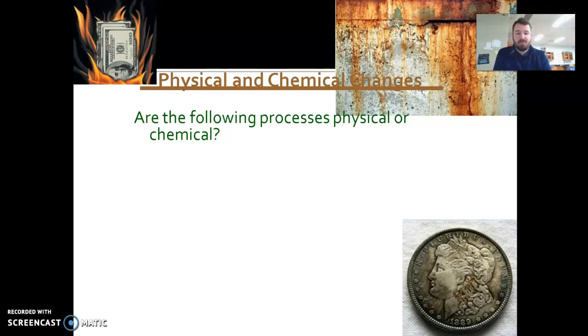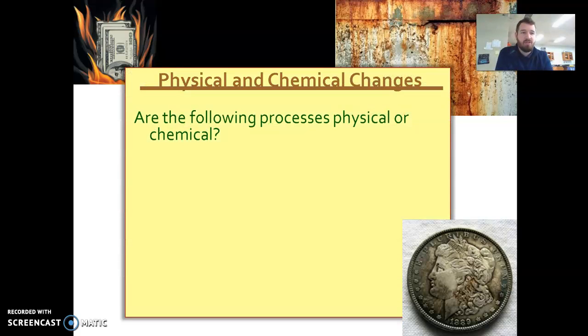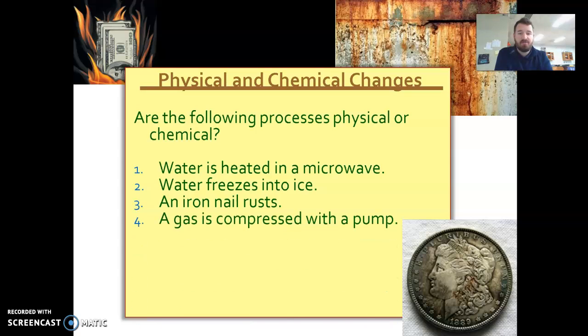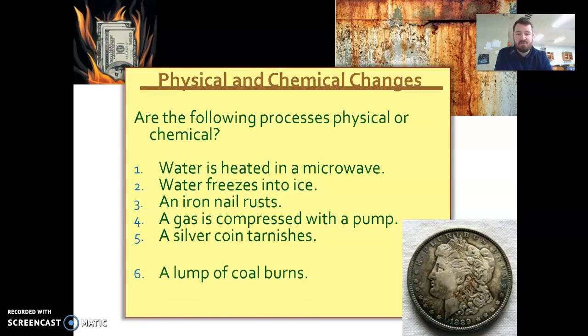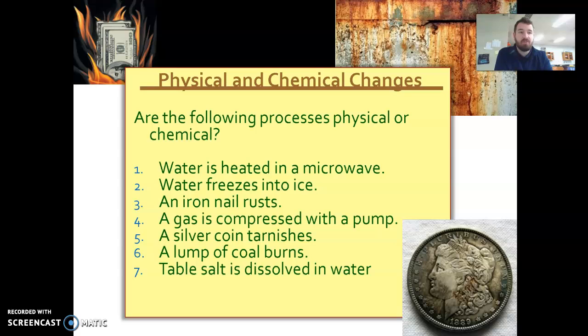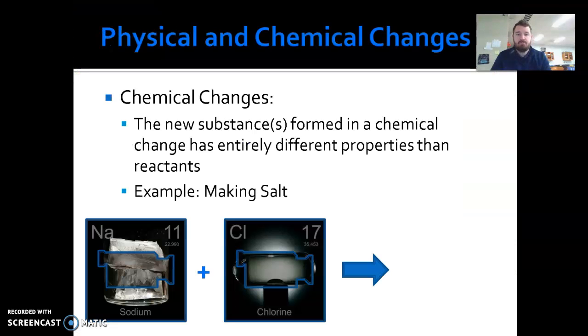All right, so let's take a look at some of these examples here. I want you to tell me whether or not these are chemical or physical changes. So water heated in a microwave, is that a chemical or a physical change? Water freezes into ice, an iron nail rusts, a gas is compressed with a pump, a silver coin tarnishes, a lump of coal burns, table salt is dissolved in water. Right, so I want you to answer whether these are chemical or physical changes.